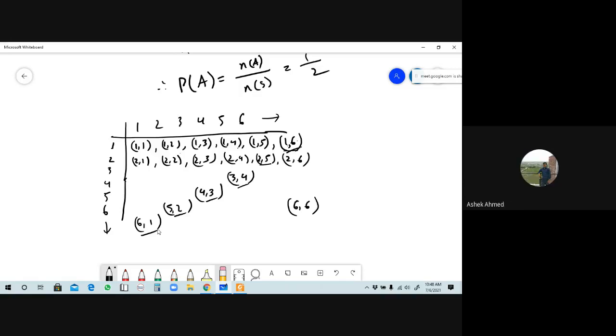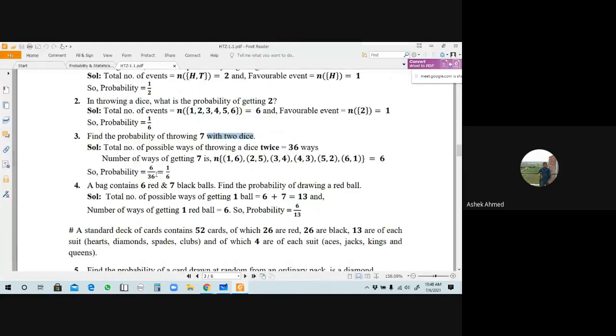6 outcomes. From here we can say that we want to find the probability of throwing 7 with 2 dice. Since we have to toss a dice 2 times, tell me how many components here? 36. And of which, for getting 7 with 2 dice, the number will be 6. So the probability will be 6 by 36. Is it right?